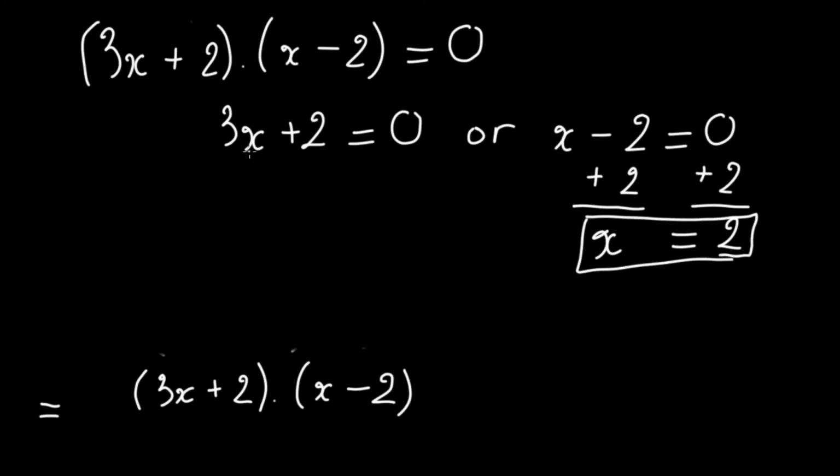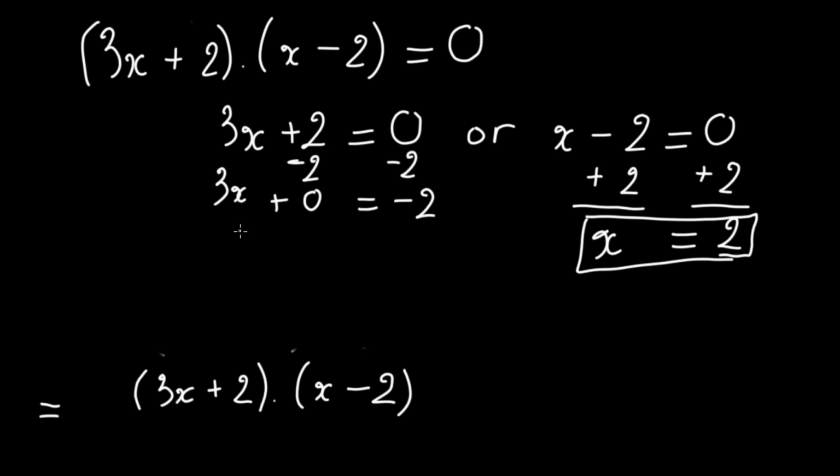How about this one? 3x plus 2 equals 0. So we subtract 2 from both sides. So we got 3x plus 0 equals negative 2. Right? The reason we do this is because we want to put all the x on the left hand side or the right hand side only. So now we have 3x equals negative 2.